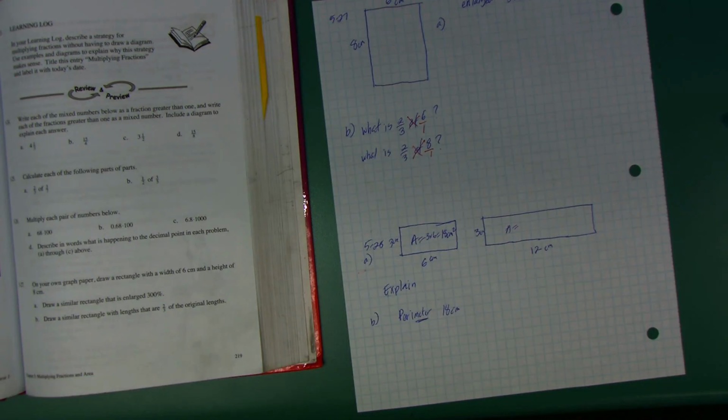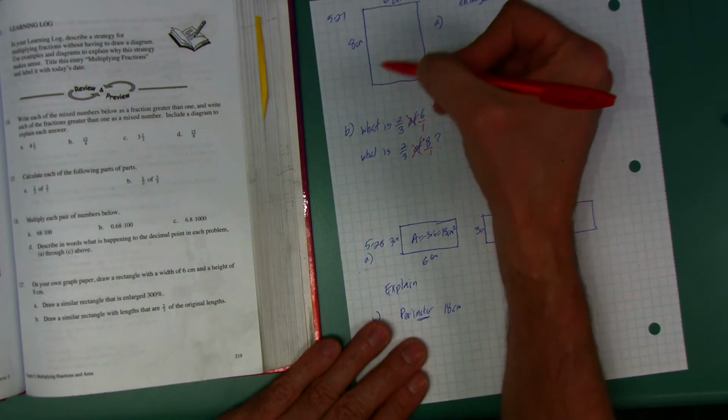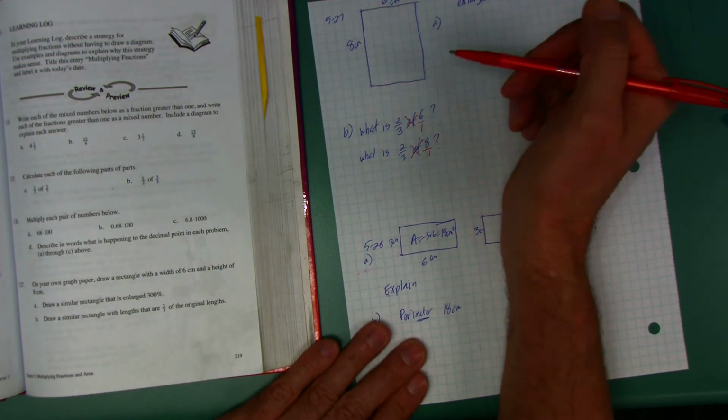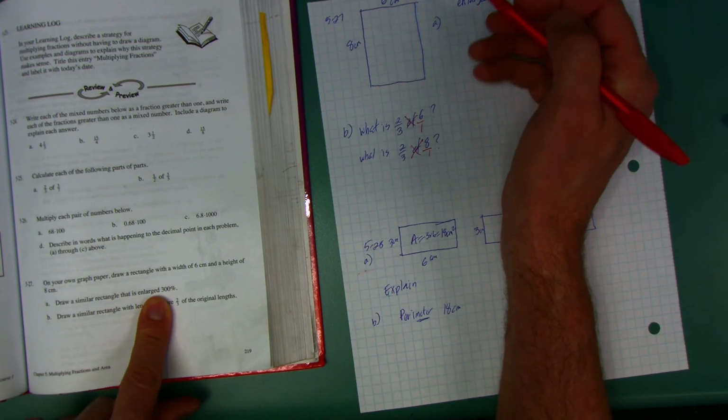5-27, we're talking about on your graph paper, draw a rectangle with a width of 6 and a height of 8. Okay, and I just pretended these are centimeters and said that's 6. That's how wide it is. It's 8 tall. And then it says draw a similar rectangle that's enlarged 300%.